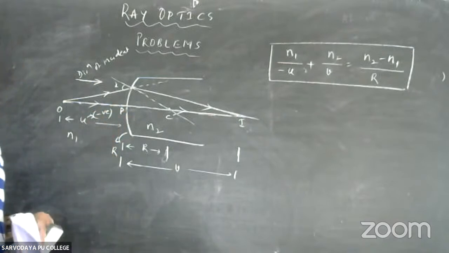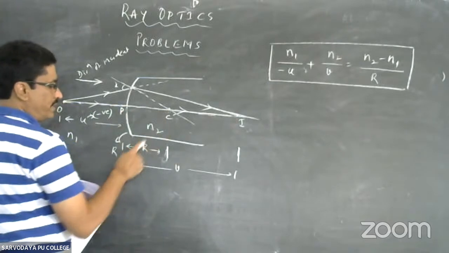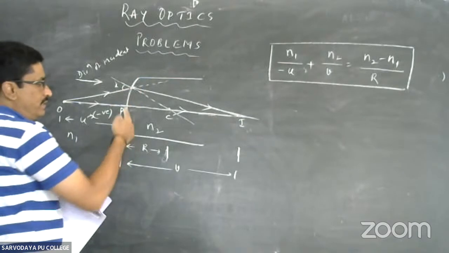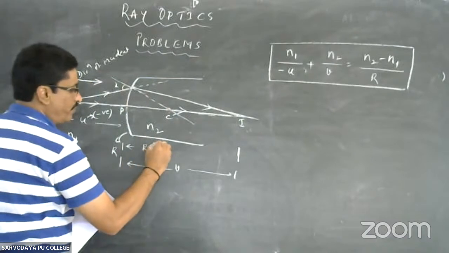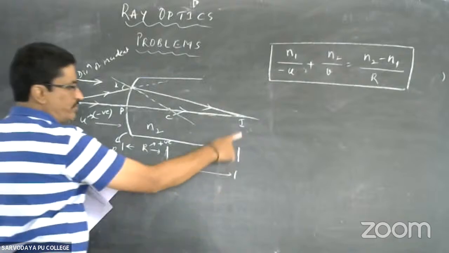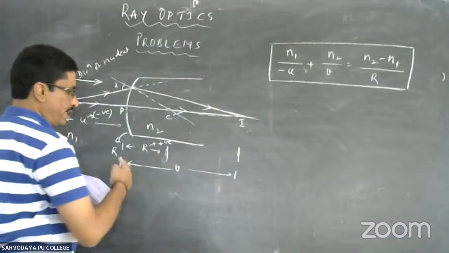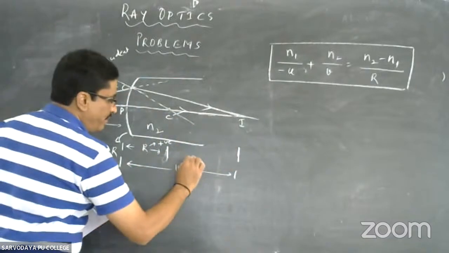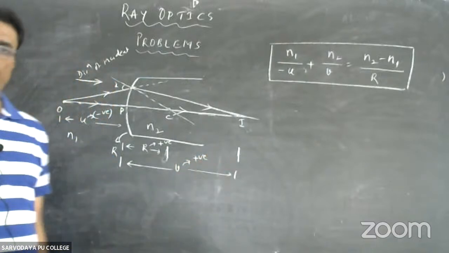And when you consider the distance between the pole and the center of curvature, we call it the radius of curvature. Since the surface is like this, the measurement is in the direction of the incident light itself. Therefore, R will be positive. And again, when you come to the position of the image, the distance is from here to here. Again, the direction of measurement is the same as the direction of the incident light. Therefore, v will also be positive.